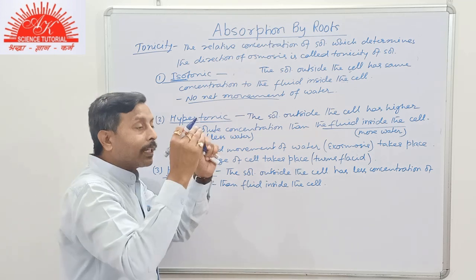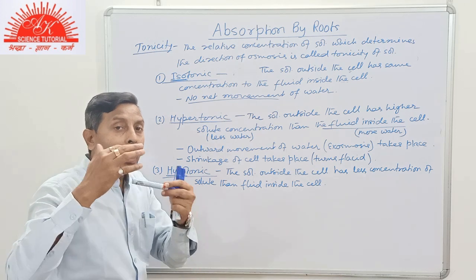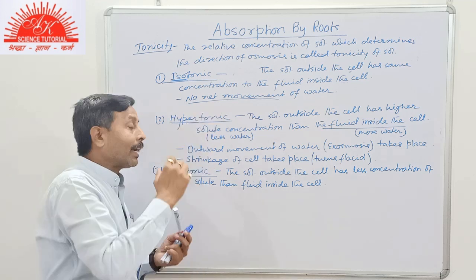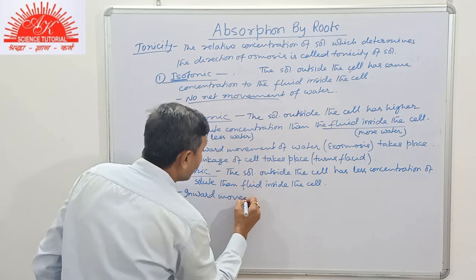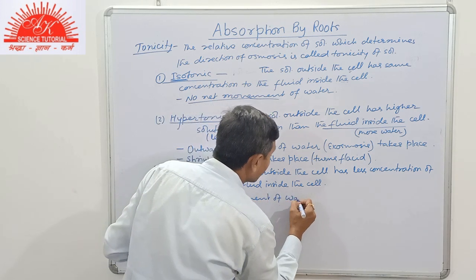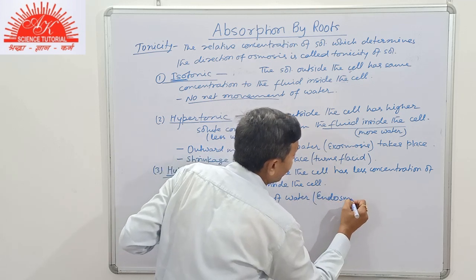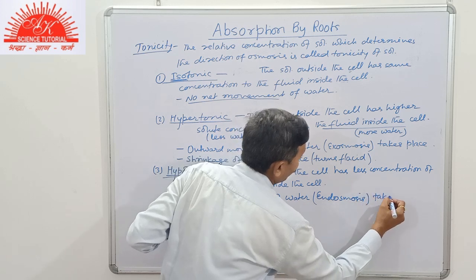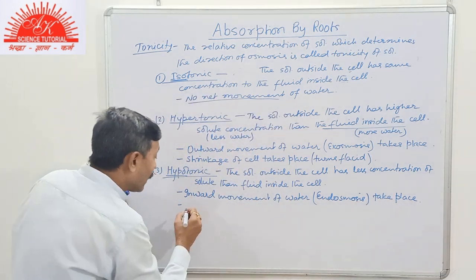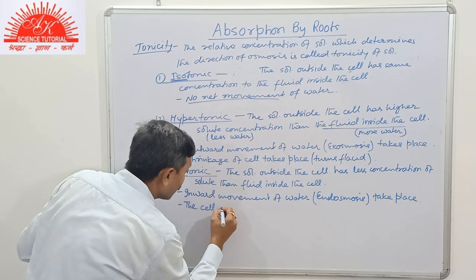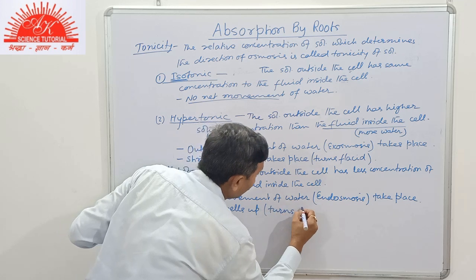In that case, since the surrounding solution has a higher concentration of water, water will move from the surrounding solution inside the cell, that is inward movement of water, which is called endoosmosis. Endoosmosis takes place. In this case, you see the cell will swell up. The cell swells up and it turns turgid.